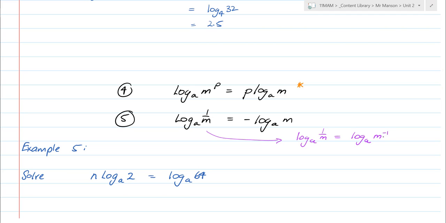So 5 is just an extension of 4, and again, the boys could check for me, but I don't believe 5 is on the formula sheet, but 4 will be. No, so 4 is, isn't it? Yeah, cool.